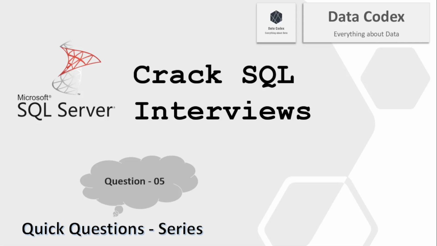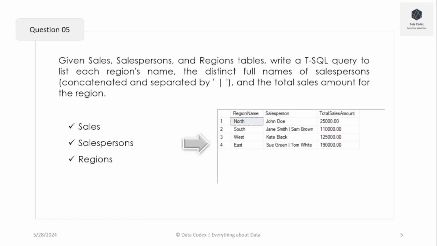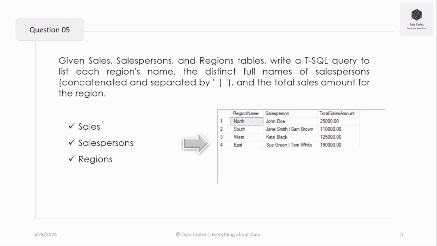So let us see the question for today. So here we have three tables: the sales table, salesperson table and the region table. The sales table contains all the sales informations and the salesperson table contains all the information about the salesperson, their first name, last name and their regions, and the region table contains all the data about the regions.